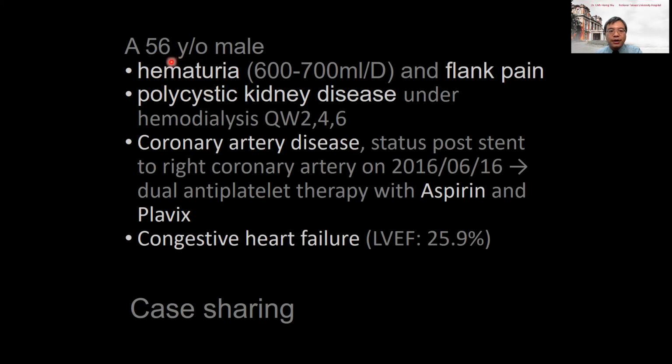He is a 56-year-old male. He had hematuria of around 600 to 700 per day and significant flank pain. He had polycystic kidney disease under hemodialysis 3 days a week. He also had coronary artery disease with stenting, and took dual antiplatelet therapy with aspirin and Plavix. He had congestive heart failure with an LV ejection fraction of around 25%.